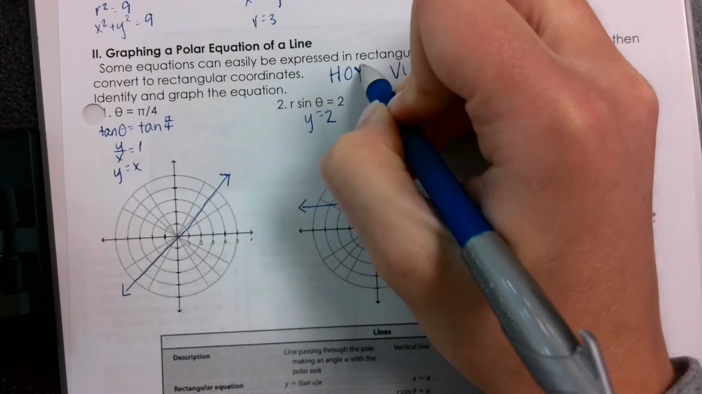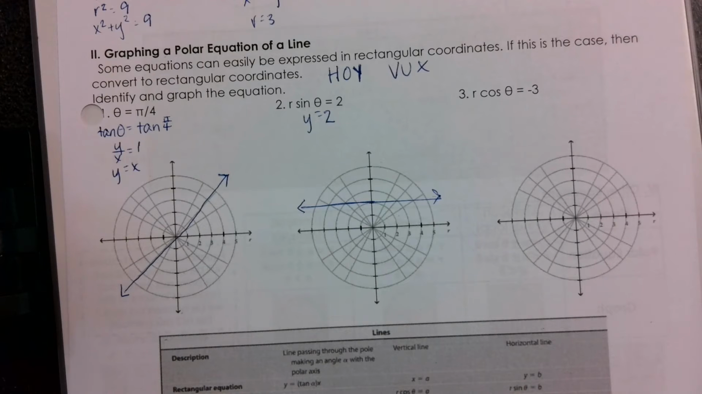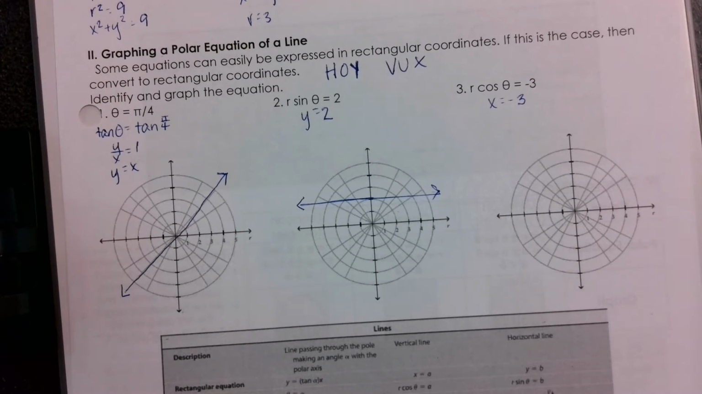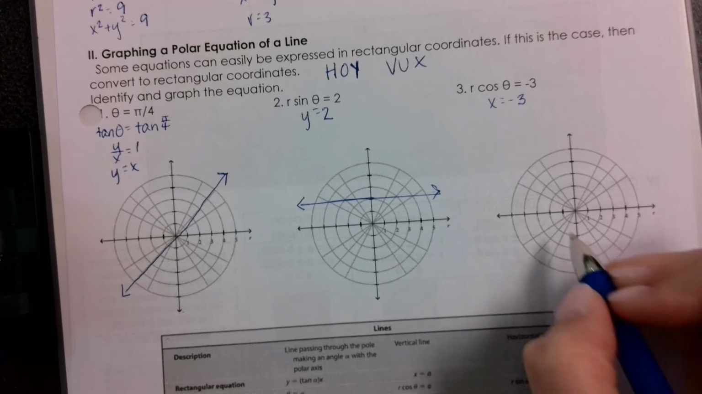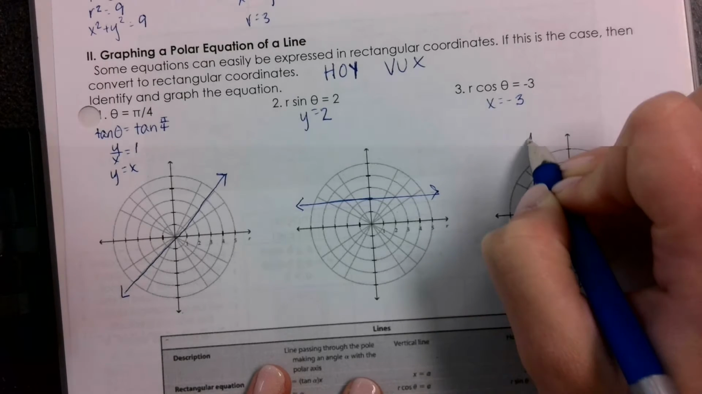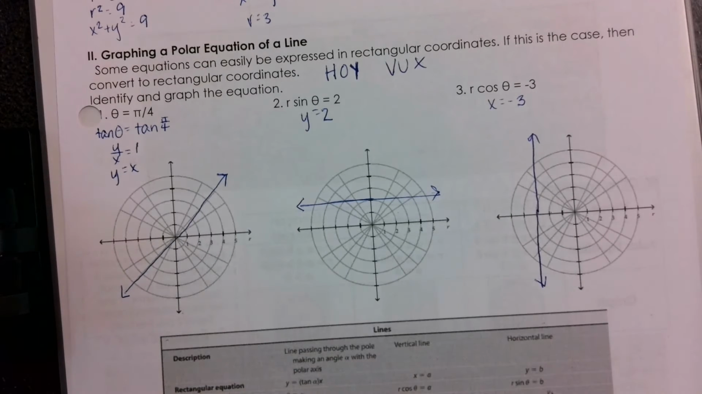And then number 3 over there, we've got r cosine theta equals negative 3. So what is r cosine theta? X, that's basically just x equals negative 3. So is that going to be a horizontal line or a vertical line? Vertical, so we're going to go over to negative 3 and draw a vertical line. Mine's not very straight, but we try. And that's it. Is that okay?